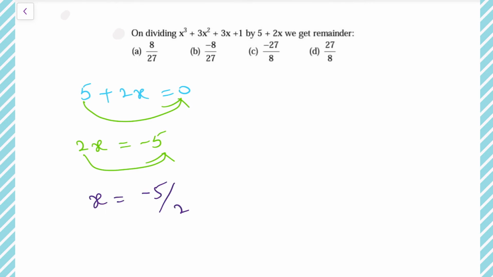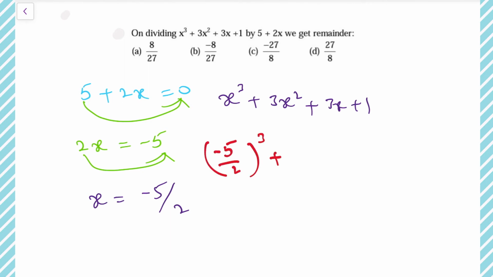Now for the given dividend, we need to substitute minus 5 by 2 in the place of x. X cube plus 3x square plus 3x plus 1. Now in the place of x, minus 5 by 2 whole cube plus 3 into minus 5 by 2 whole square plus 3 into minus 5 by 2 plus 1.